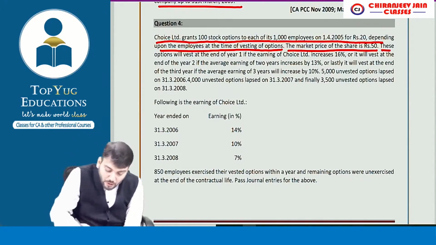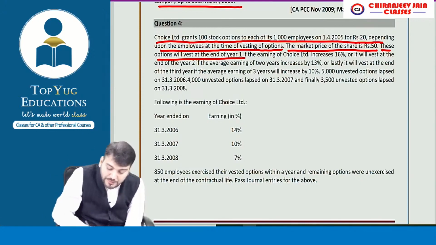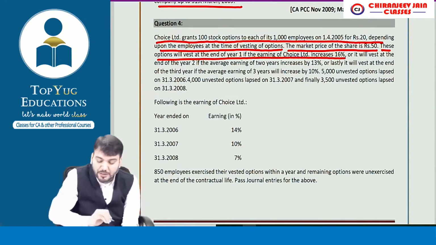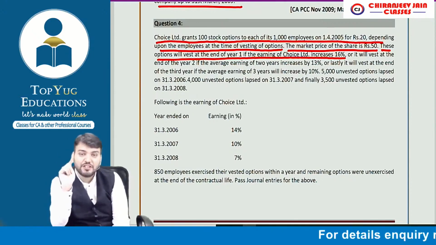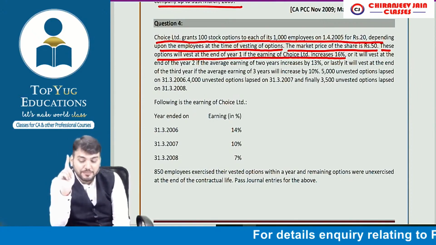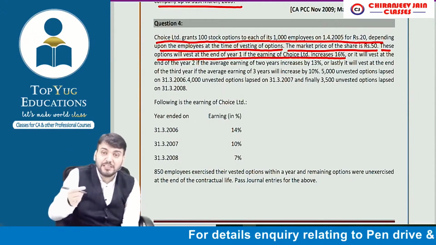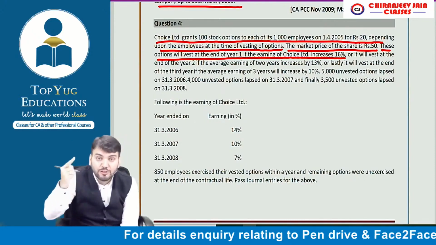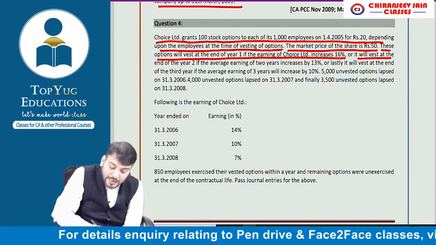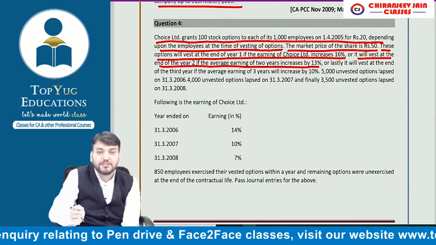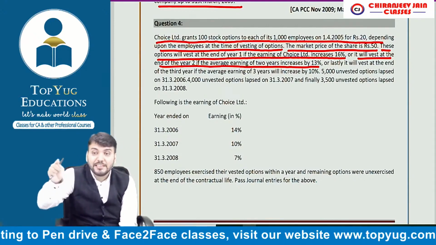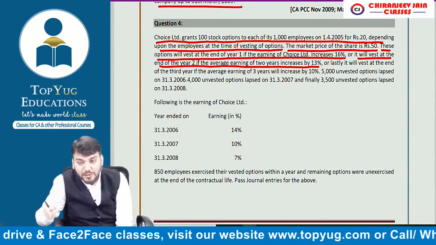Then what have they written? This option will vest at the end of year 1 if the earning of Choice Limited increases by 16%. So the vesting period will be 1 year, correct? Or if the condition is not satisfied, one more chance will be given. It will vest at the end of year 2 if the average earning of 2 years increases by 13%. Then the vesting period will be 2 years.